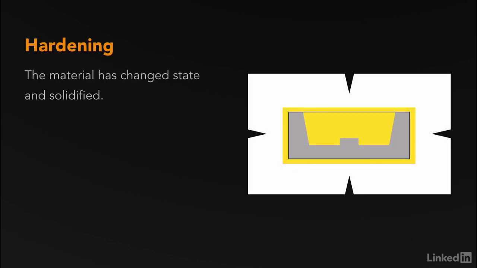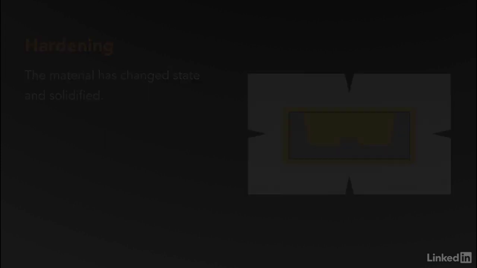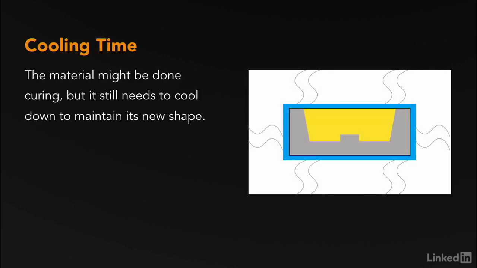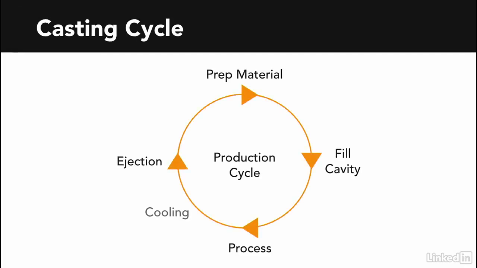Once the material is in the mold, the material goes through the hardening phase. The material changes state and solidifies. After the hardening phase, the material still has to cool down so it maintains its new shape. Now that we've reviewed what these core process terms are, we can start diving into the methodology of designing for mold making.